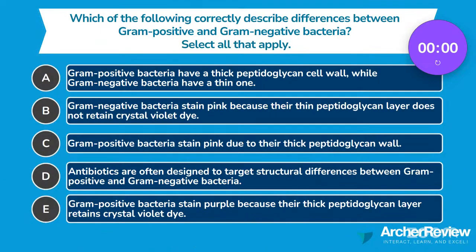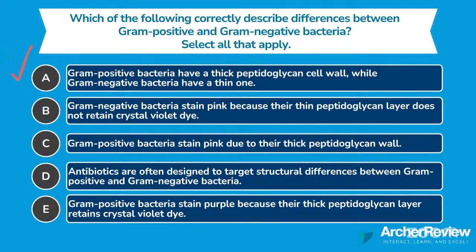A, gram-positive bacteria have that thick peptidoglycan cell wall, while gram-negative bacteria have a thin one. Yes. And the way I think of that is because the wall is thick, it holds on to the purple dye harder than the thin wall. Because the dye, when you put it on the bacteria, is purple. It's not 100% how it actually works, but it's a way to remember that that purple dye is really going to latch on to that thicker cell wall.